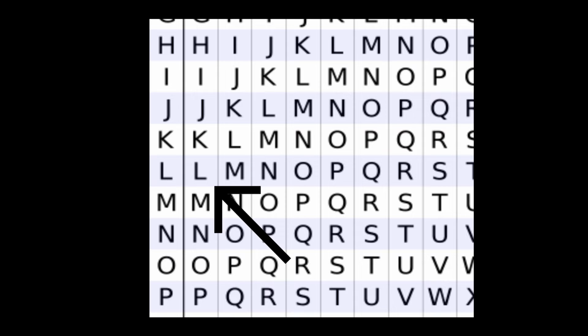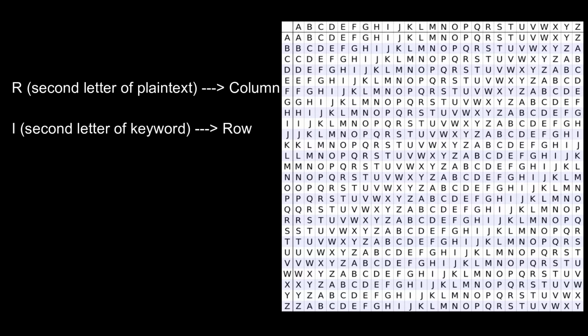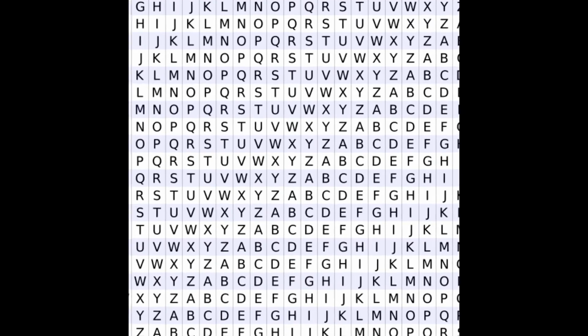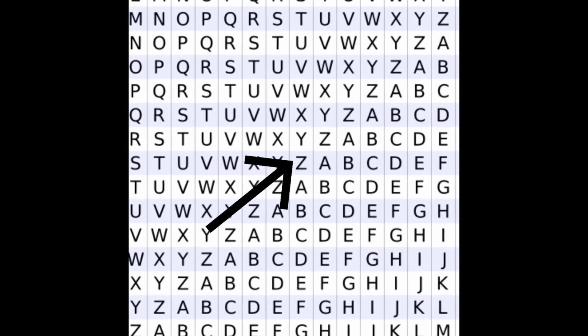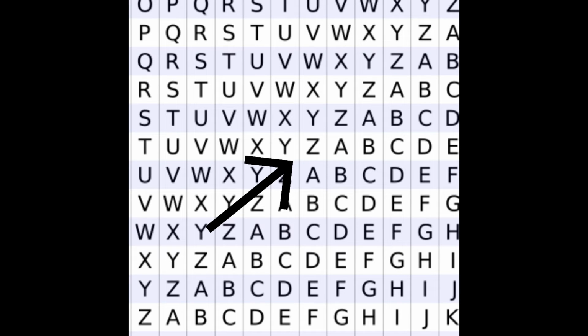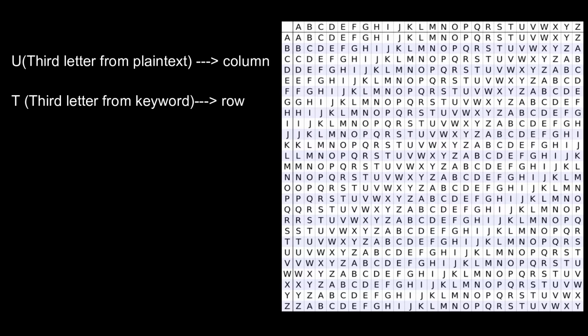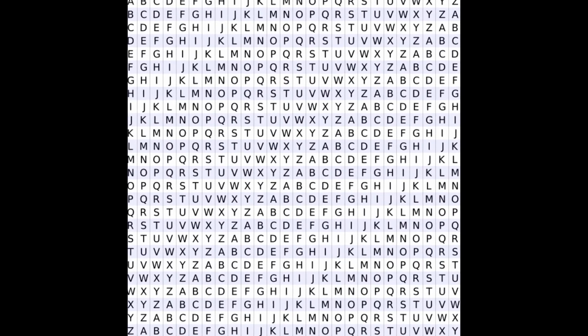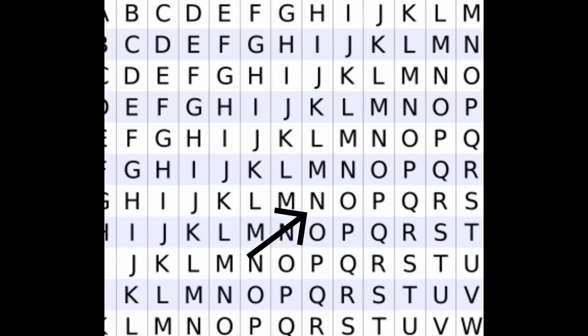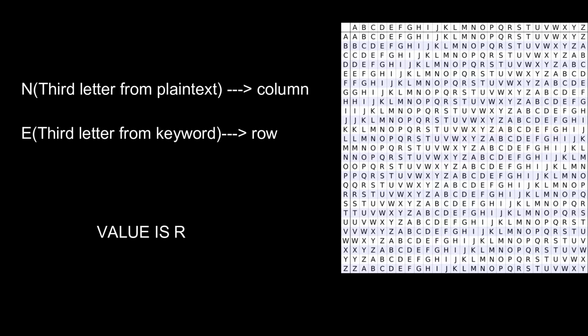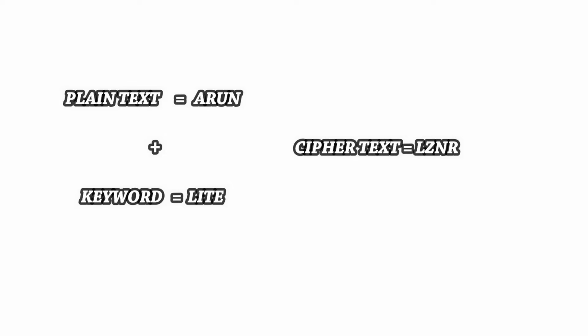Note this down. After that, the R row and I column, and the value is Z. Next, the U row and the T column, and the value is N. Same thing for the N, the N row and E column, and the value is R. Finally we get the encrypted message, that is LZNR. This is our ciphertext.